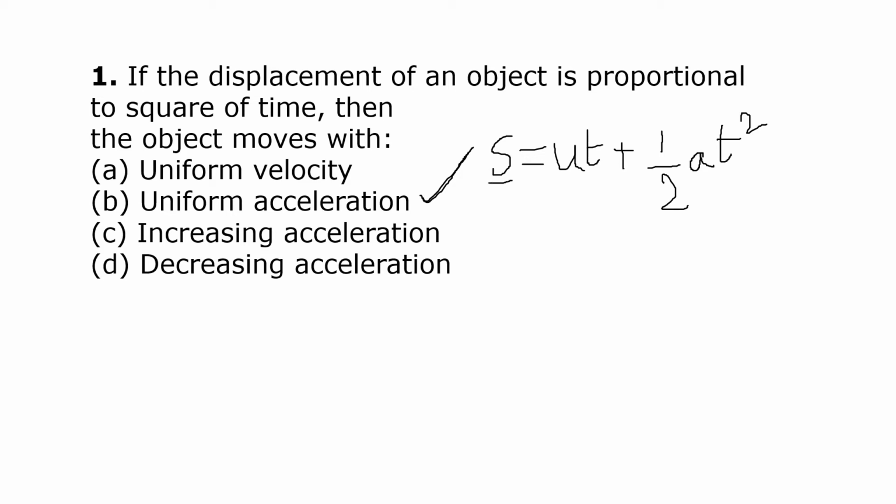Here you can see displacement is directly proportional to square of time. If the initial velocity is 0, then S is equal to 0 into t, so it will become 0. We can write S is equal to half at square. So when you are writing S is equal to half at square, if acceleration is uniform, then S will become directly proportional to t square. So we got the same statement which is given in the question. So we can select this B option.